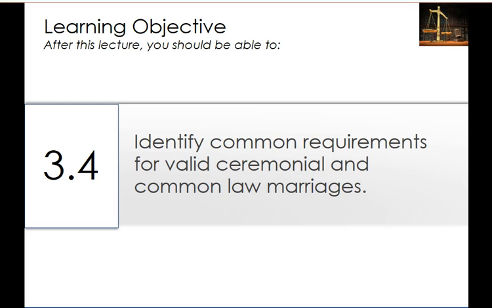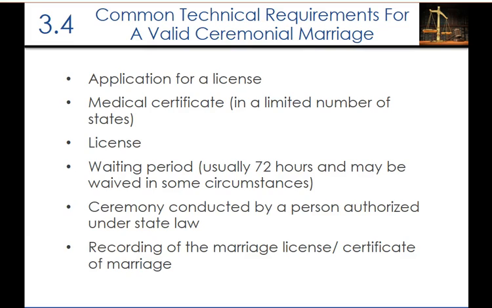Identify common requirements for valid ceremonial and common law marriages. Common technical requirements for a valid ceremonial marriage include application for a license, a medical certificate in a limited number of states, the actual license. There's usually a waiting period of 72 hours, may be waived in some circumstances. Typically, a case in point would be like Las Vegas marriages. But yeah, there are certain circumstances under which they will waive that 72-hour waiting period.